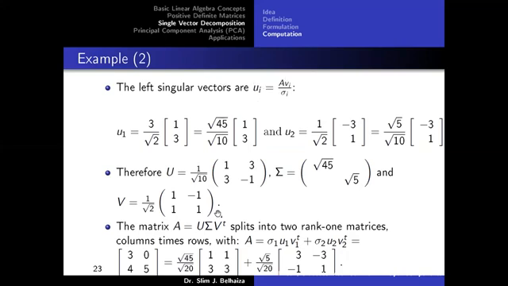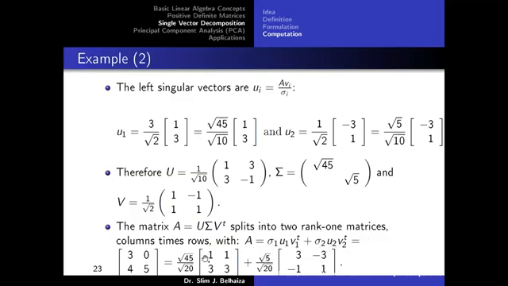We've sent you the slides if you want to dive deeper into this computation. So at the end of the day, you get a matrix A, which is written as U times capital Sigma times V^T. And in that case, it splits into two rank 1 matrices, sigma 1 u1 v1^T and sigma 2 u2 v2^T.